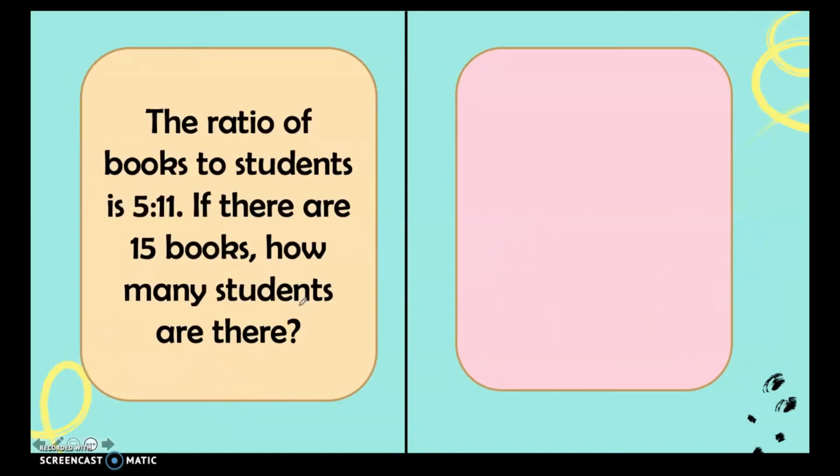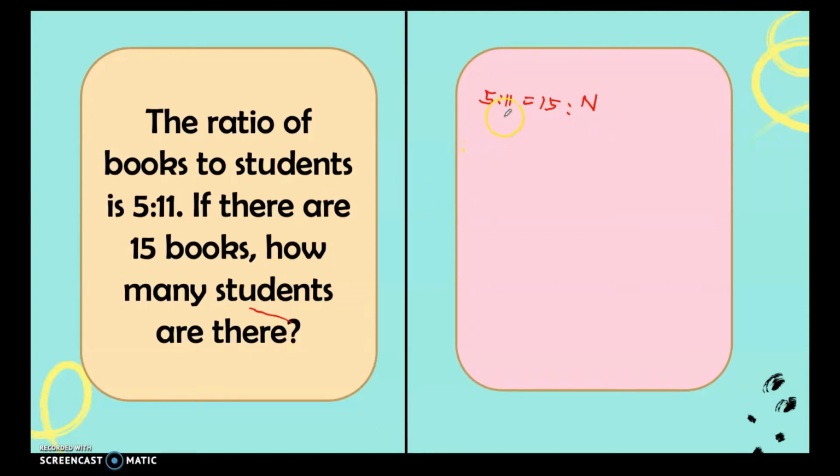Next, we have here a situation. The ratio of books to students is 5:11. If there are 15 books, how many students are there? We can solve this problem through proportion. We have 5:11, which is equal to, so this 5 is the books, the ratio of books to students. So 5 is for the books and 11 is for the students. On the second ratio, it should be books first, and the question is how many students, so that is missing, and we can write n.